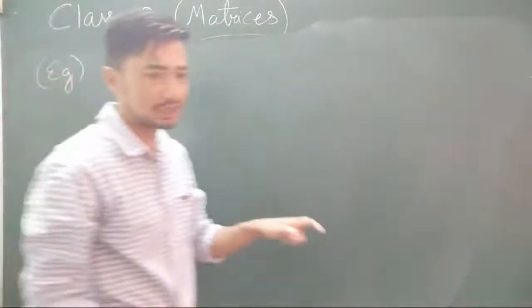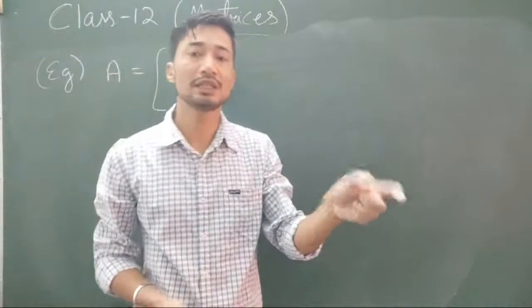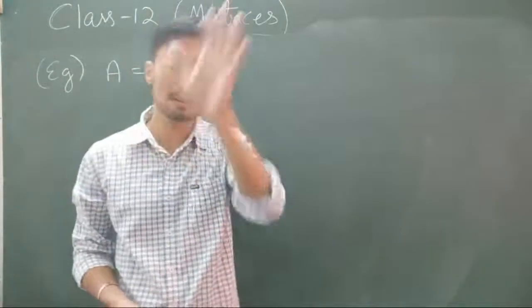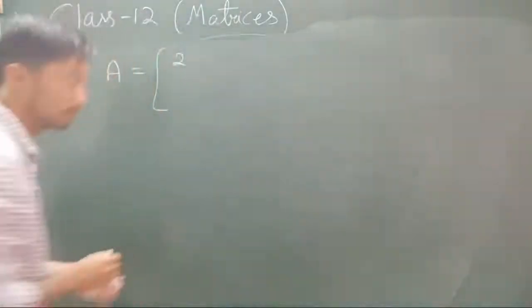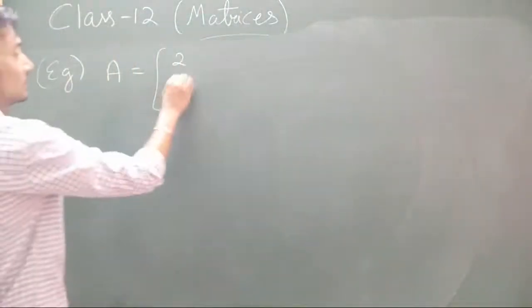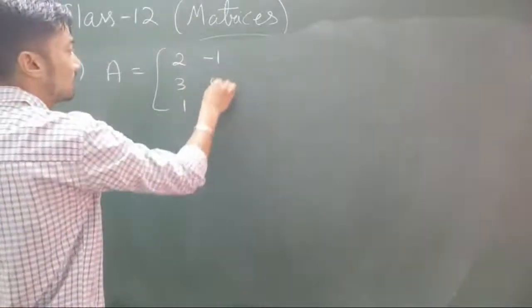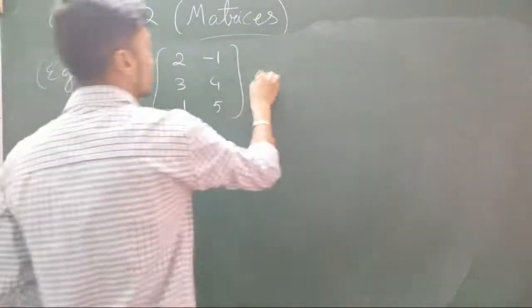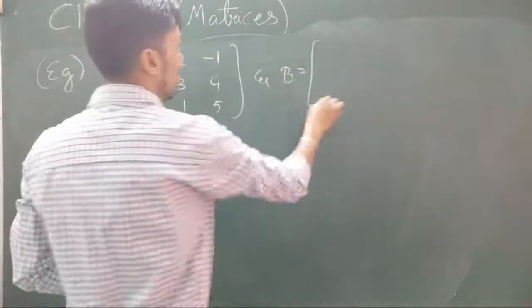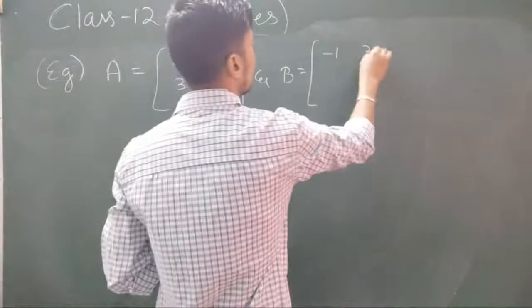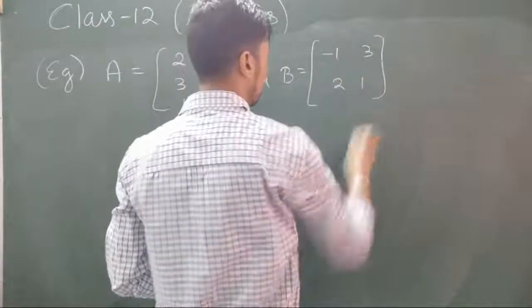Definition-wise, you will not understand. We multiply and sum the corresponding elements of the ith row with the jth column, but forget about that. I'll give you an example and we will simplify with that. Matrix A has the rows 2, 3, 1, but for that you will have to follow some basic things. And matrix B is minus 1, 3, 2, 1. So this is our matrix.